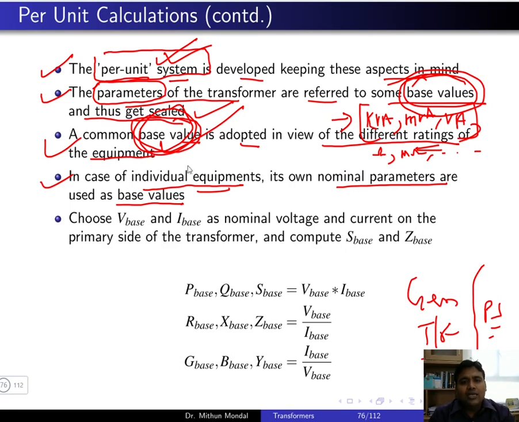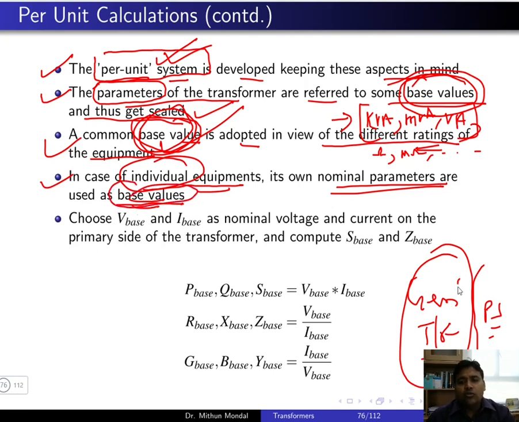However, when only an individual equipment is there, like a transformer alone, then the nominal parameters are used as the base value. If a combination of equipment is used, then any of the parameters of the network can be used as the base value, and all the equipment will be normalized based on the particular base value that we will be adopting. Now let us see what is the per unit system and how we do that normalization.